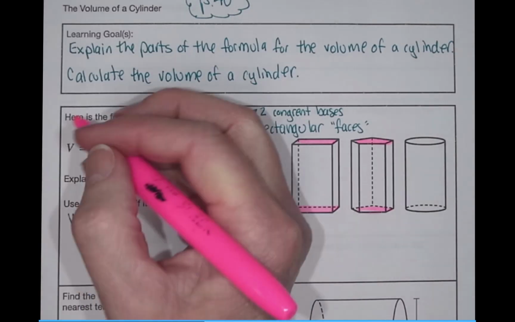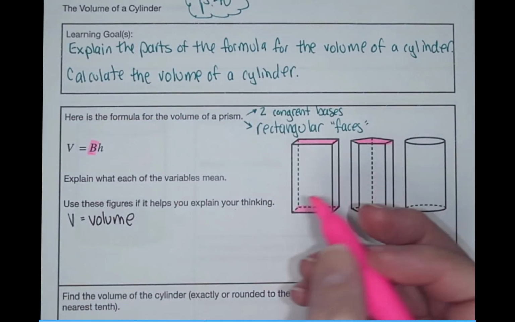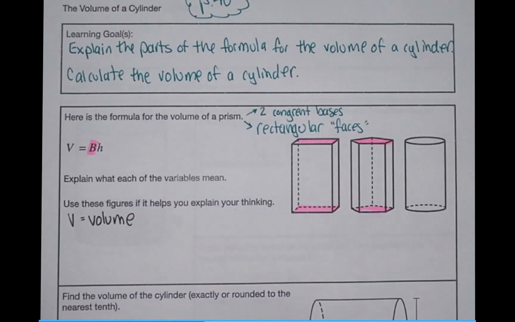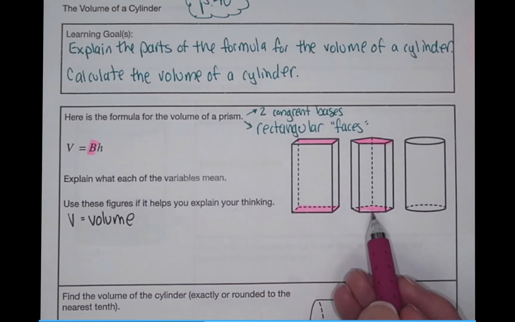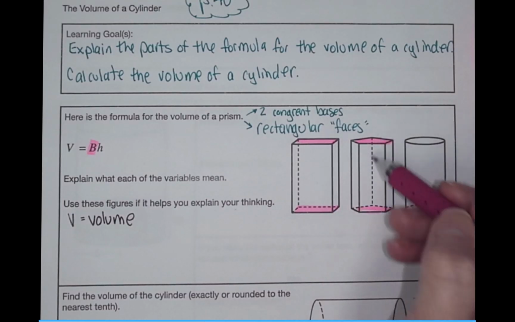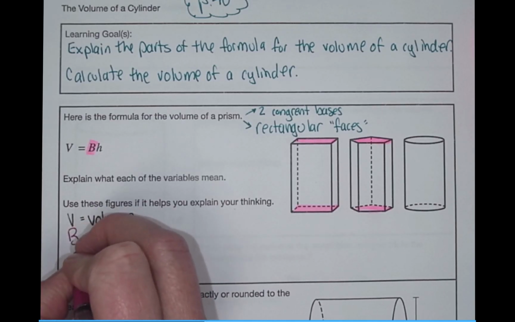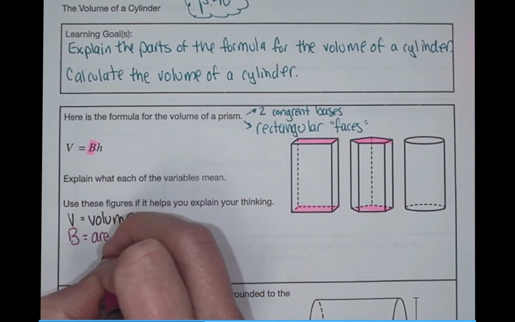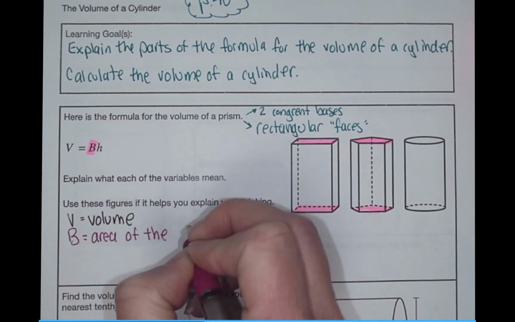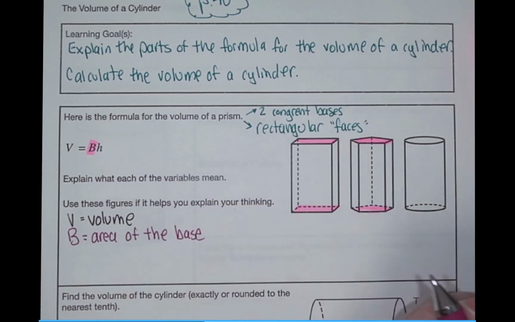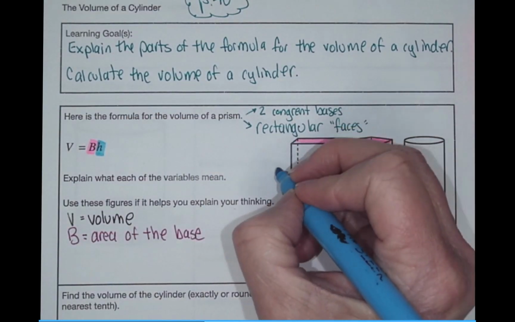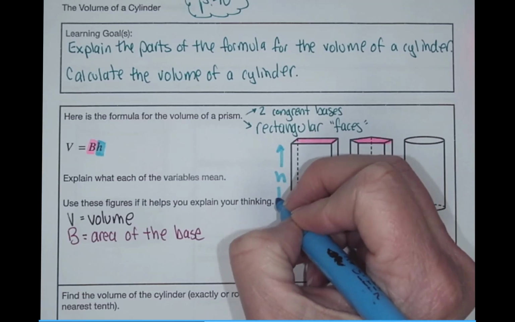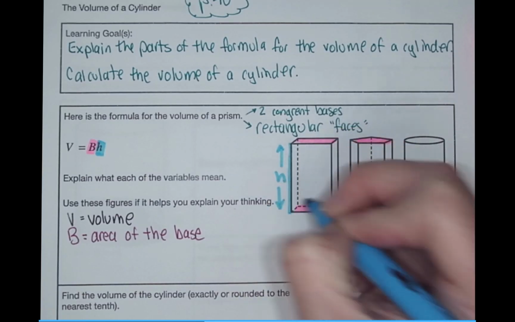The other two parts of this we're really going to zero in on. Big B really represents the area of that base, that figure that has a congruent top and bottom. And finally, we have the height. And the height is this distance between the two bases. So this length right here is the height.